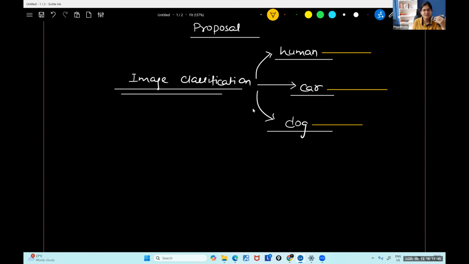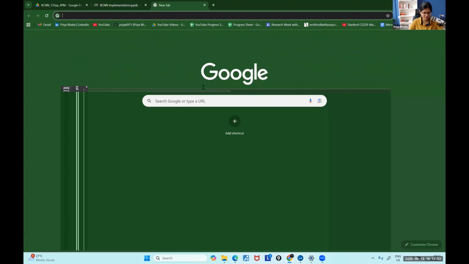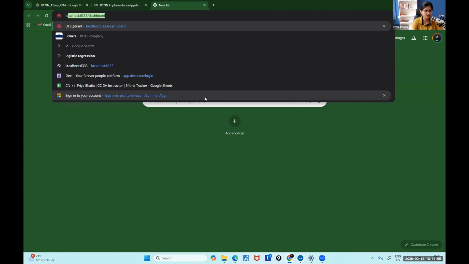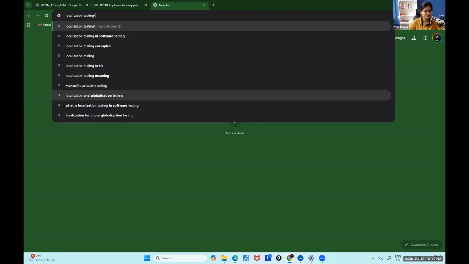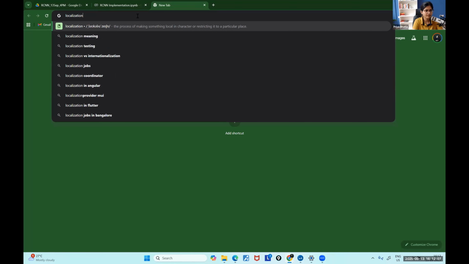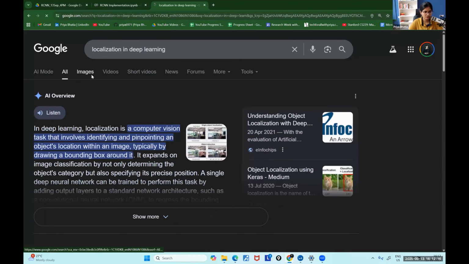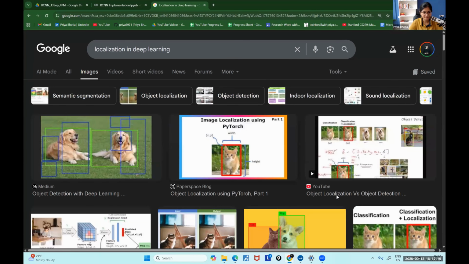But on top of this classification layer, we have two more concepts. One is something that we usually learn about in deep learning, localization. And then we will talk about detection. Okay. So let's go to the images.